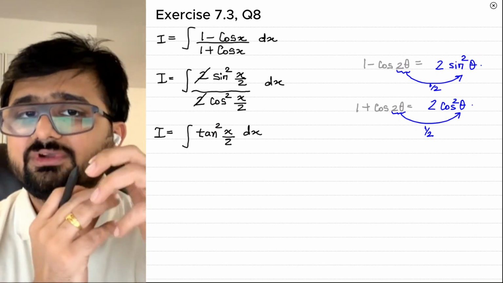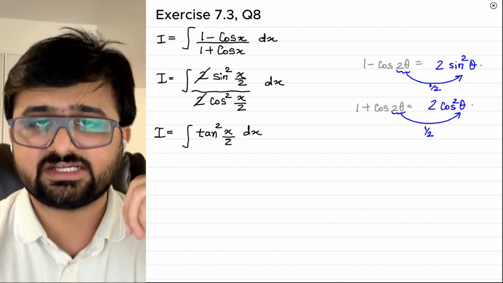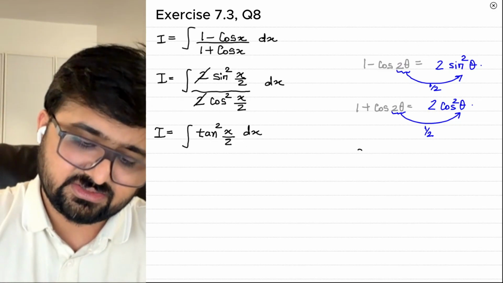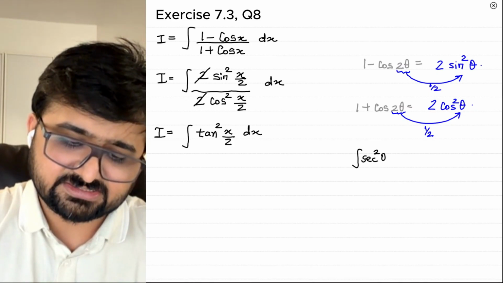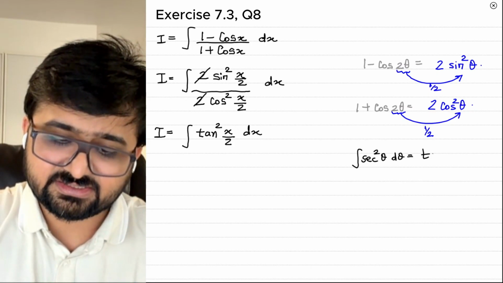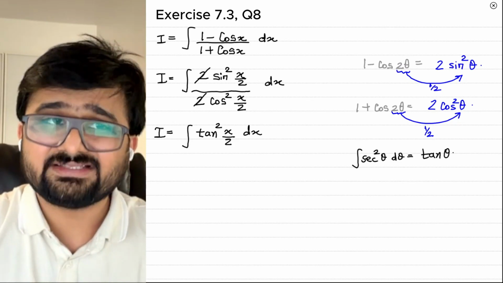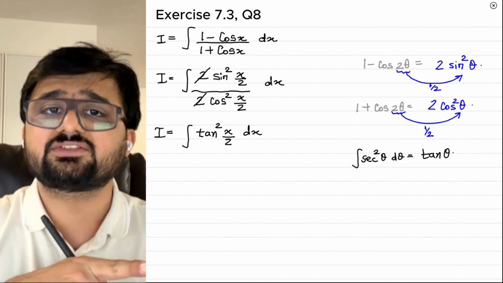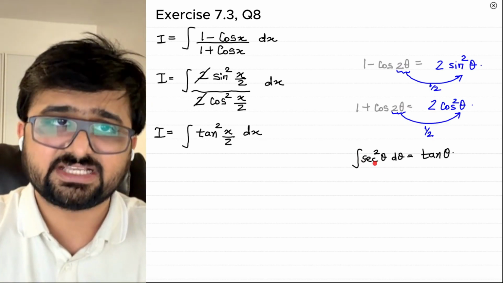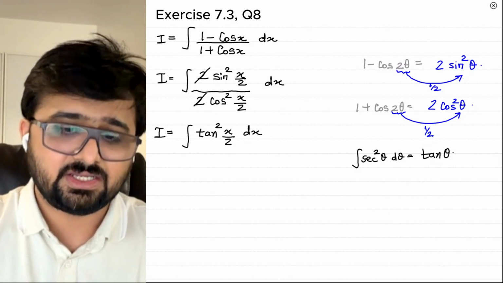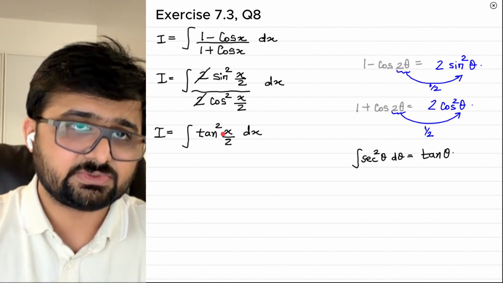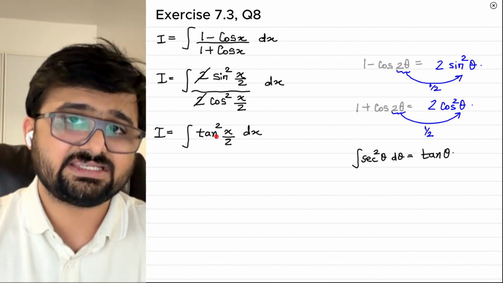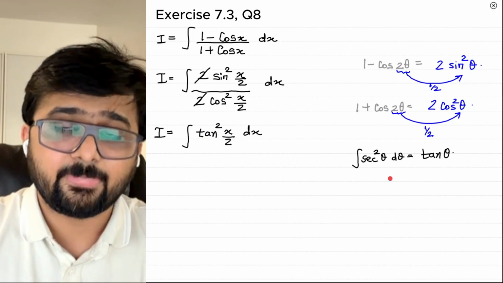Now in integration, we don't have a direct formula for tan square theta. Integration of tan square theta, we don't know. But we know integration of sec square theta d theta is tan theta. Why? Because we know the derivative of tan theta is sec square theta, which is why the integration of sec square theta is tan theta. Now, if we don't know the integration of tan square but we know the integration of sec square theta, it is best to convert that tan square theta into sec square theta. How will you convert it?